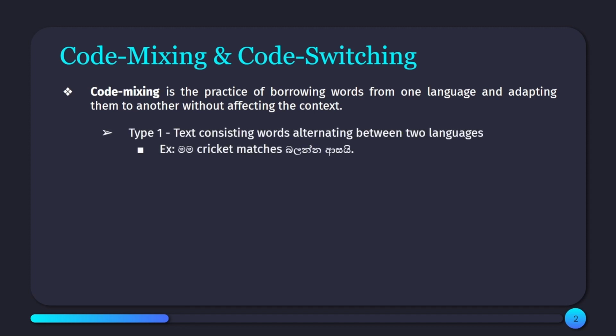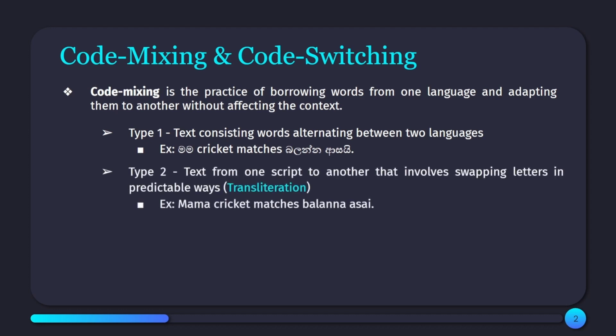First type refers to text that consists of words alternating between two languages. As you can see in the example, second and third words are in Latin, whereas other words are in Sinhala. Second type involves text written in one script being transliterated into another script by swapping letters in predictable ways. In the example, a single sentence is transliterated into Latin characters.